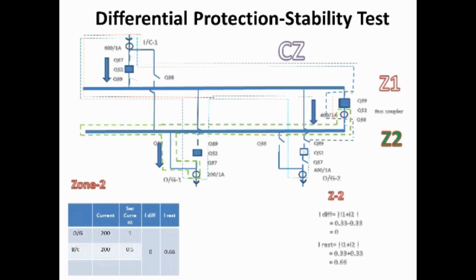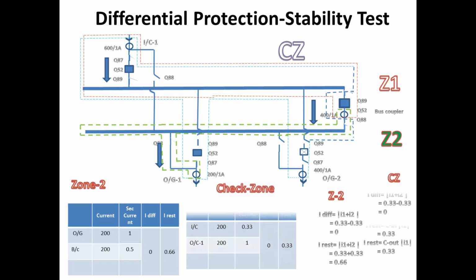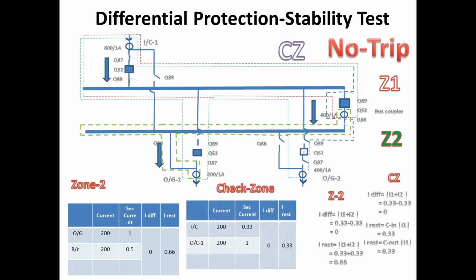So when it goes for zone 1 calculation, the differential is 0, and for zone 2 calculation also the differential is 0, and it will go for checking the check zone, and there is also no differential current. So here it is still a stability condition, so it will not give any trip.